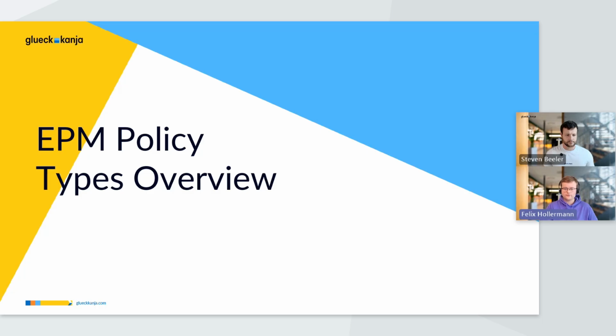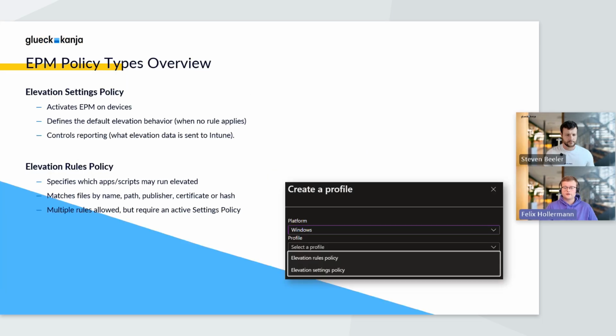Now we have a look at the policy types of EPM. First, there's the elevation settings policy. This policy is the master switch for the client settings. Turning this on enables the EPM agent on target devices, and it also defines what happens if a user tries to elevate something that is not allowed by an elevation rule. So it's the default elevation response. It also sets data reporting preferences, whether to send elevation logs to Intune and how detailed.